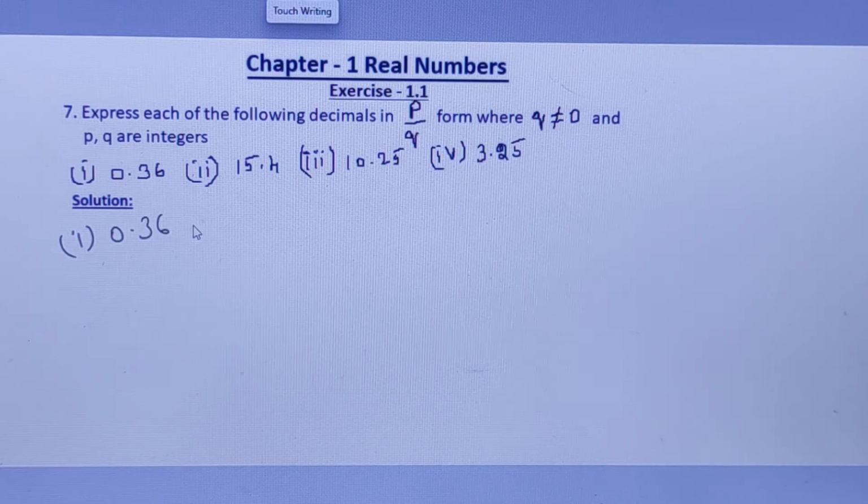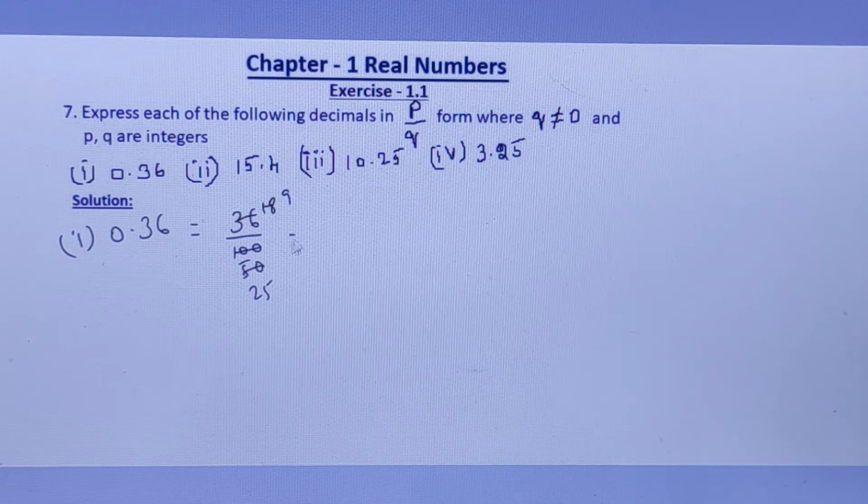Solution to the first one, 0.36. Because after the decimal point you have two digits, we can write this as 36 by 100, isn't it? So simplifying this, 2 18s are 36, 2 50s are 100, 2 9s are 18, 2 25s are 50. So this is 9 by 25.